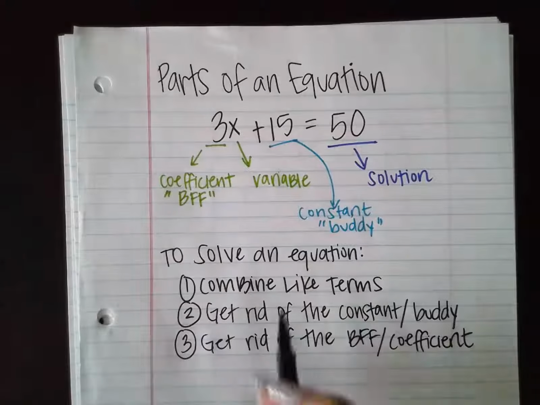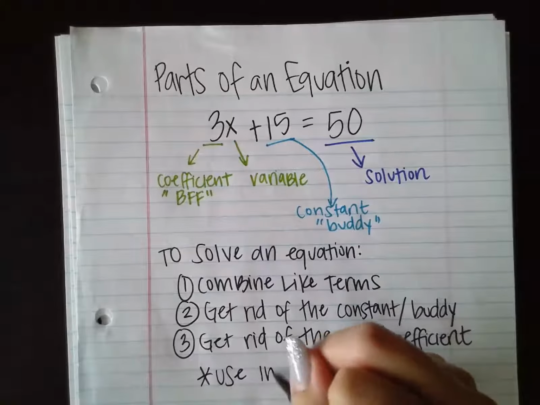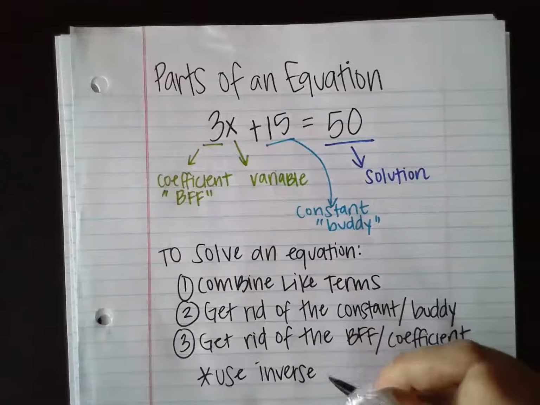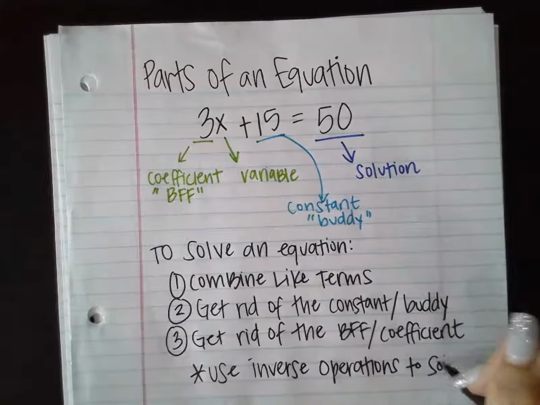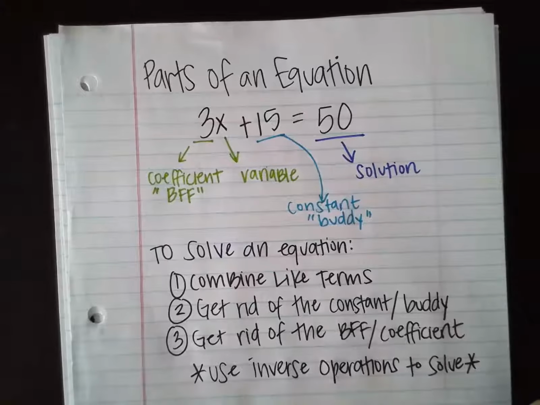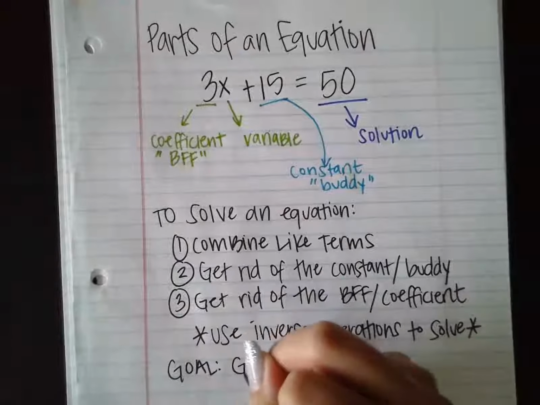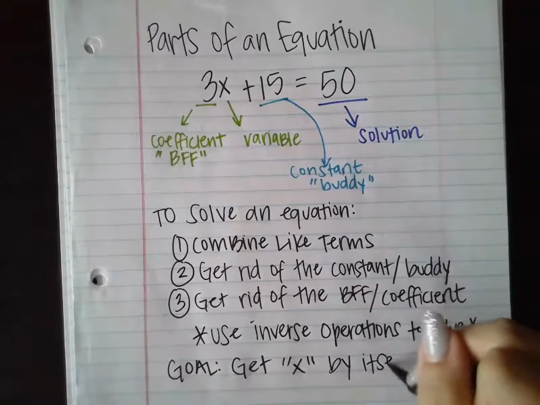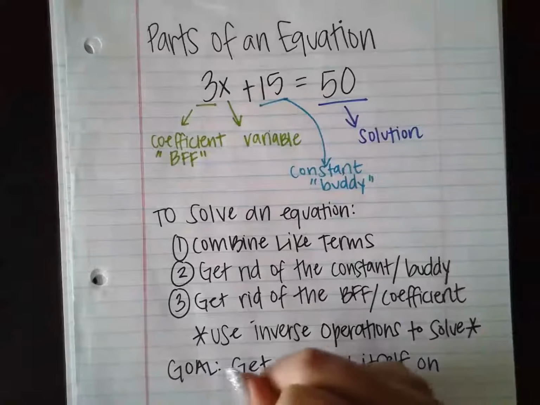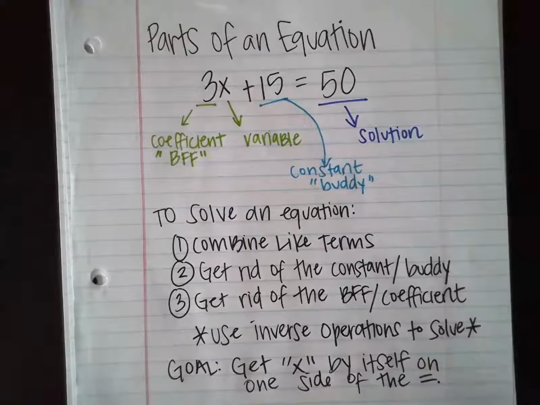The way we're going to get rid of these things is we are going to use inverse, or opposite, operations to solve. That is our goal. Our main goal is to get x, or whatever variable, by itself on one side of the equal sign. Okay, so those are the parts of the equation.